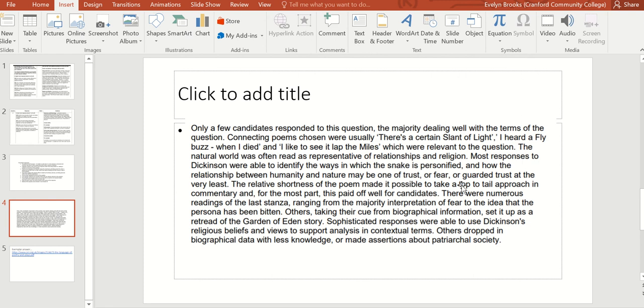The relative shortness of the poem made it possible to take a top and tail approach in commentary, and what they mean here is going through it kind of chronologically. And for the most part, this paid off well for candidates. There were numerous readings of the last stanza, ranging from the majority interpretation of fear to the idea that the persona had been bitten. Others, taking their cue from biographical information, set it up as a retread of the Garden of Eden story. Sophisticated responses were able to use Dickinson's religious beliefs and views to support analysis in contextual terms. Others dropped in biographical data with less knowledge or made assertions about patriarchal society.